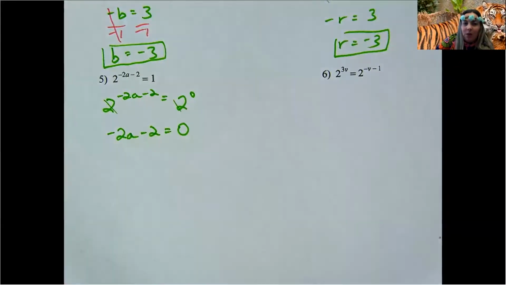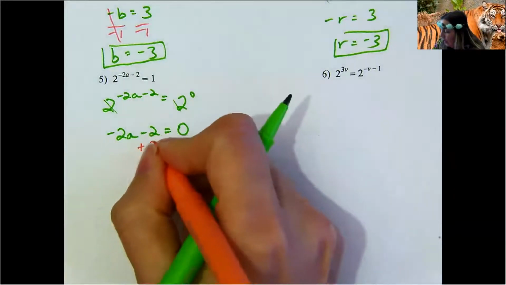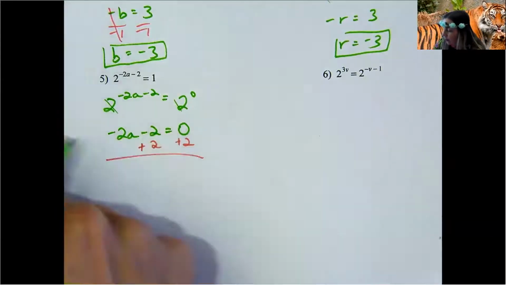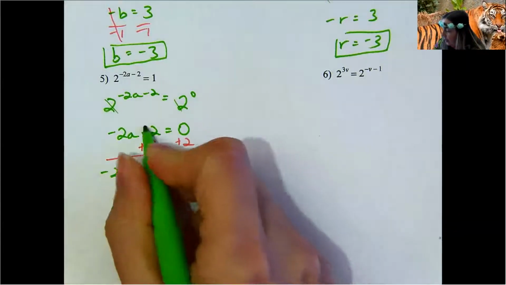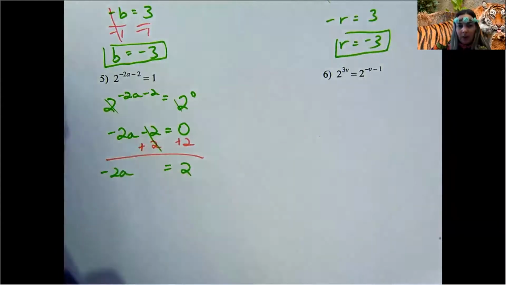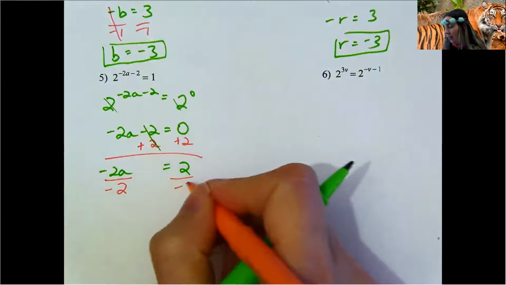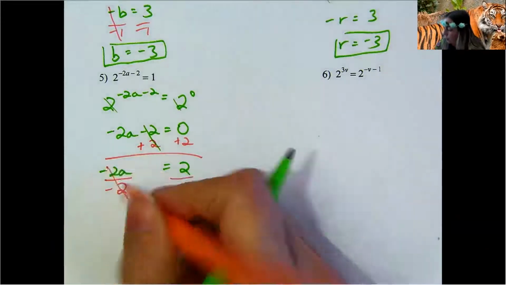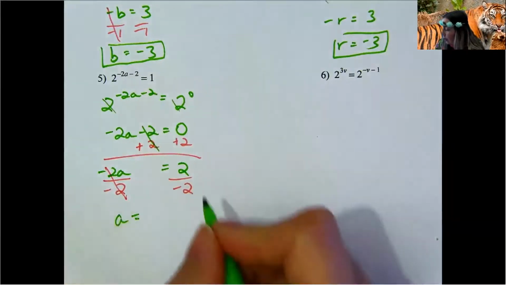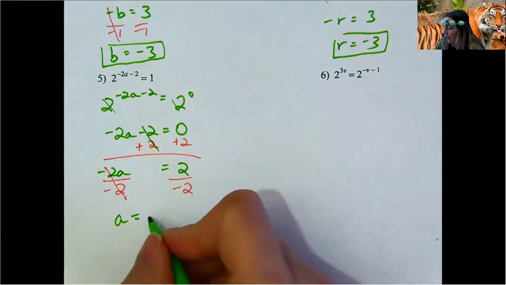Then we do some solving. Add 2. We get negative 2a equals 2. The opposite of negative 2 times a is divide. What you do to one side, you do to the other. Pew. Okay, so 2 divided by negative 2 is negative 1.